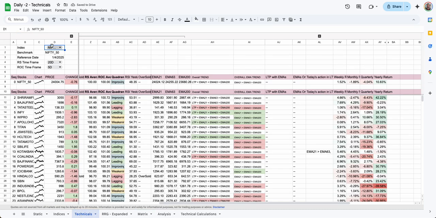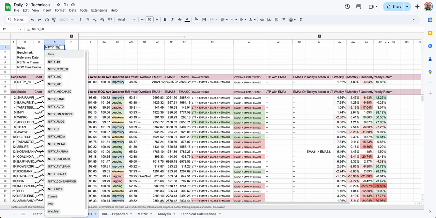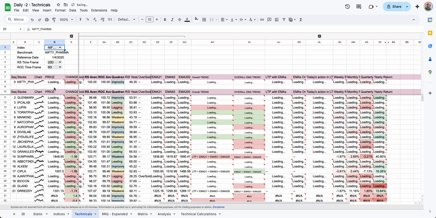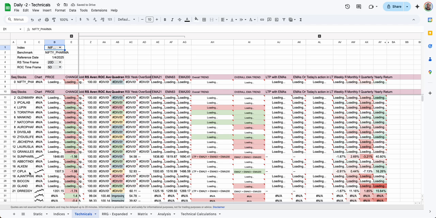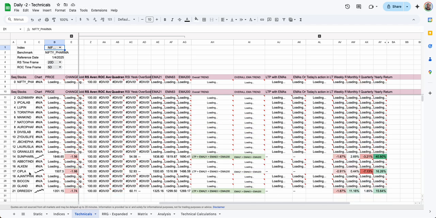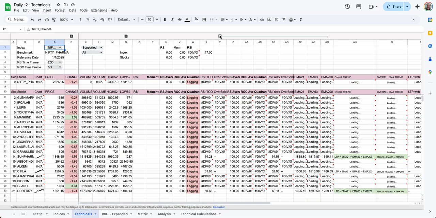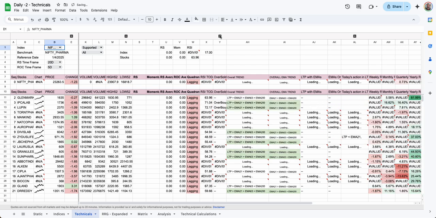Now let me just go and, for better understanding, do it for something else, which might give you a better picture. Let me just choose Nifty Pharma, for example, which has been doing pretty well in this current market. There you go. All the stocks are loading in here. The technicals are starting to come in. Let me just scroll here. Let me just do some operations in here so that you can see it better.